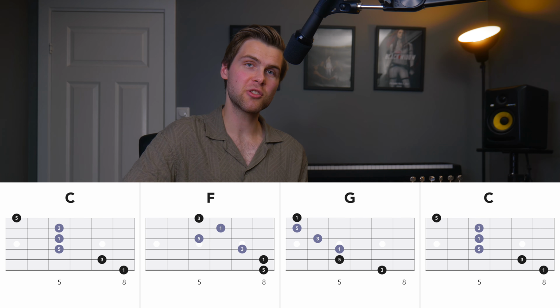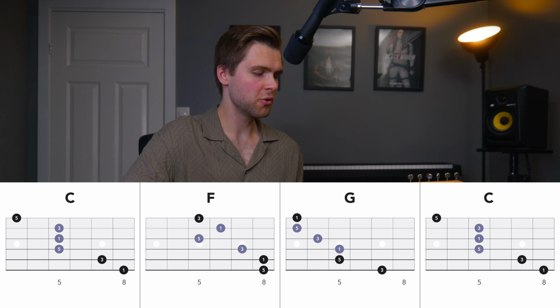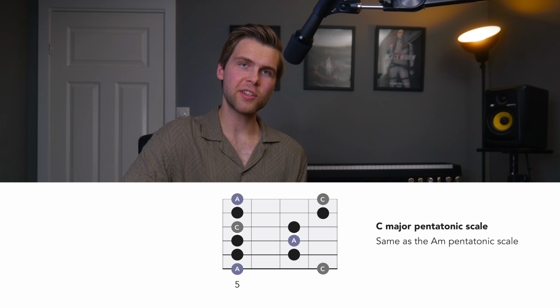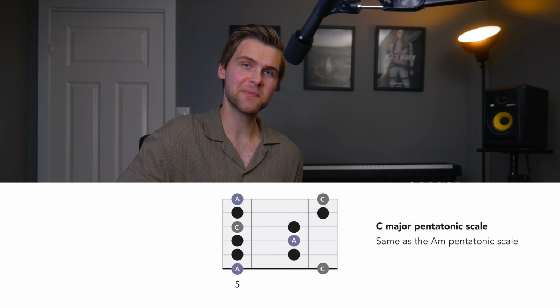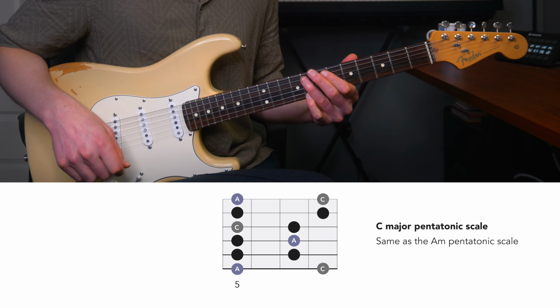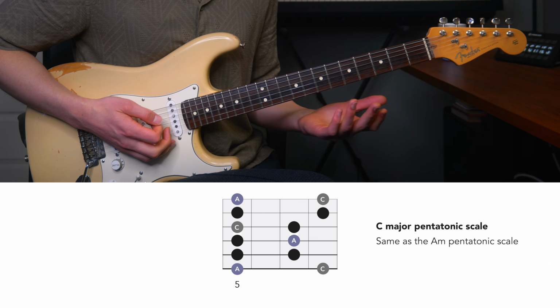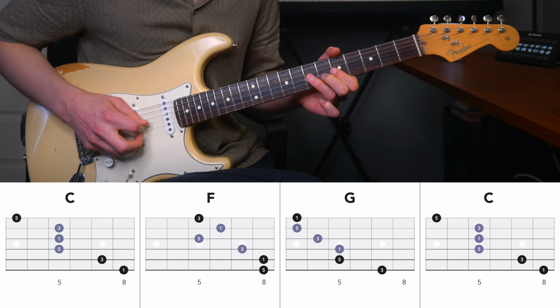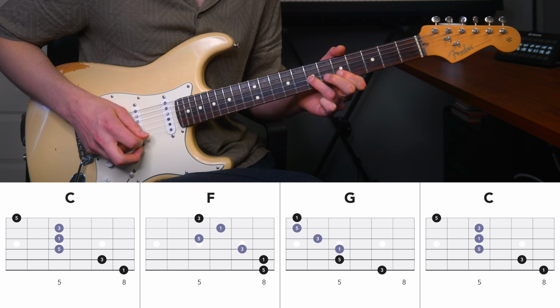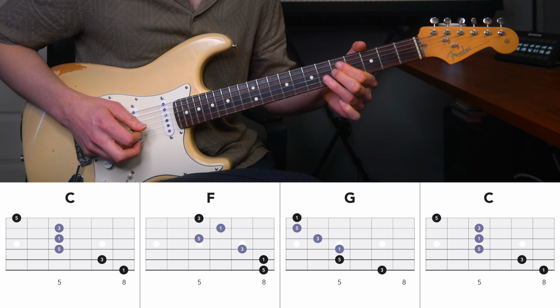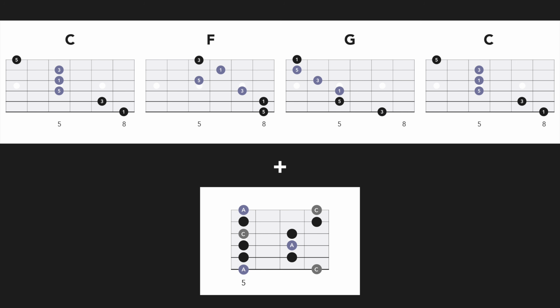But it might be a bit too much to play only triad shapes. So the next thing you want to do is to also add in some notes from a scale. In this case, you can, for example, use the C major pentatonic scale, which is the same as the A minor pentatonic scale. So this one. Right, so mix that shape with the triads. Let's try that. So that is how you can use triads in soloing. Combine triad shapes and a scale.